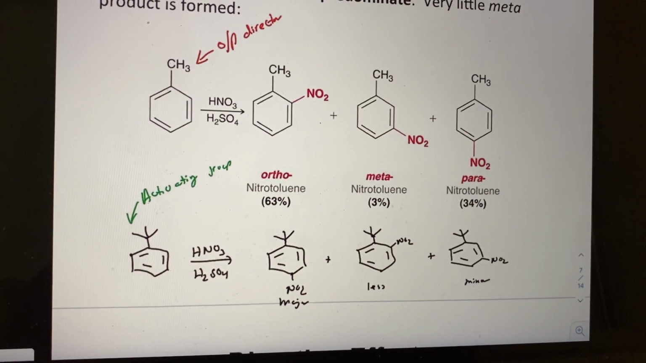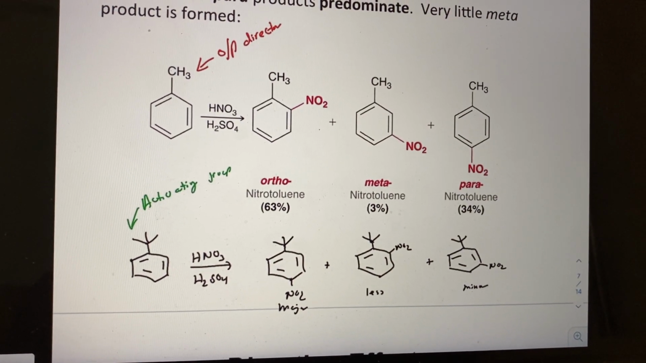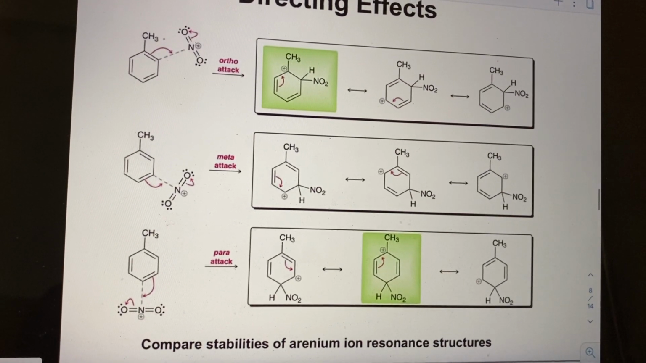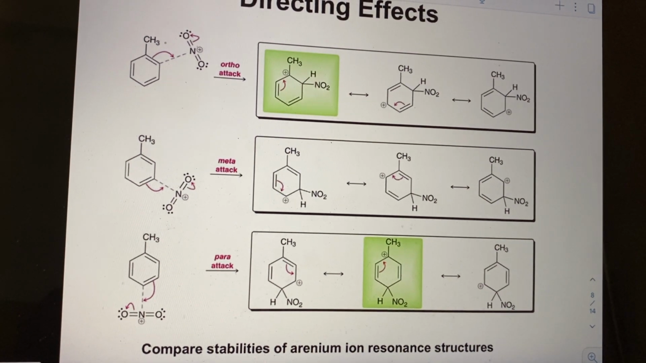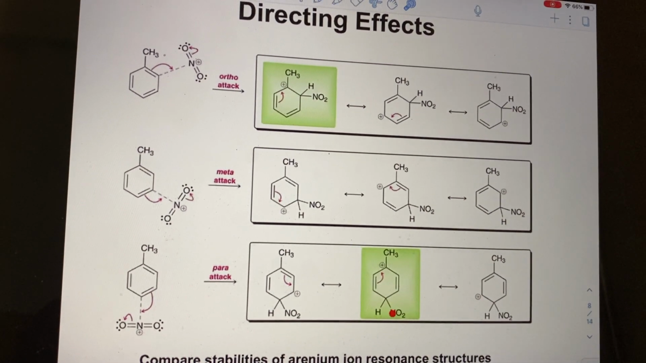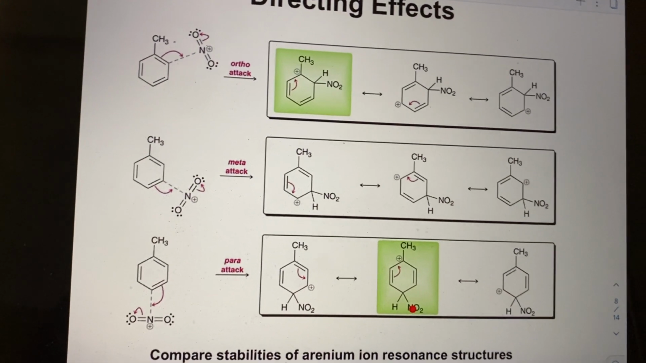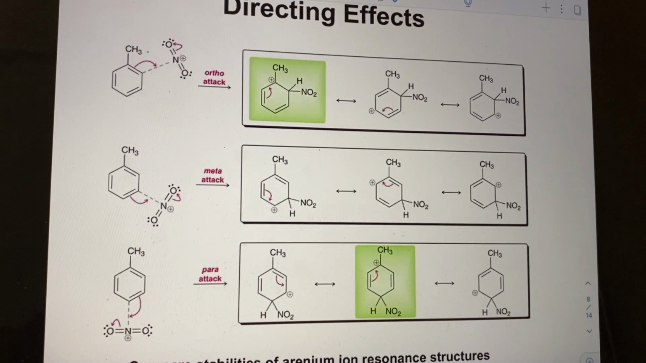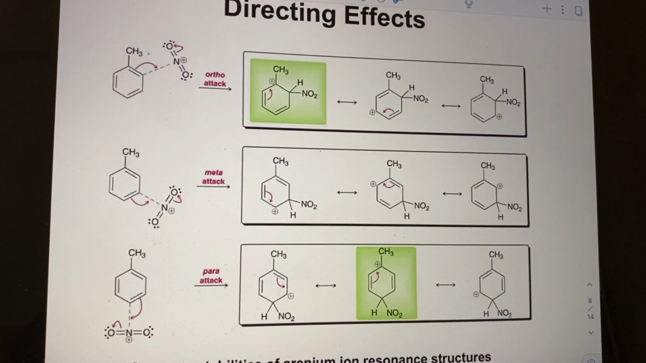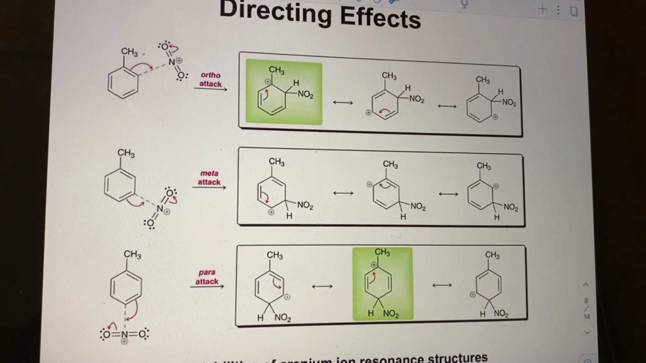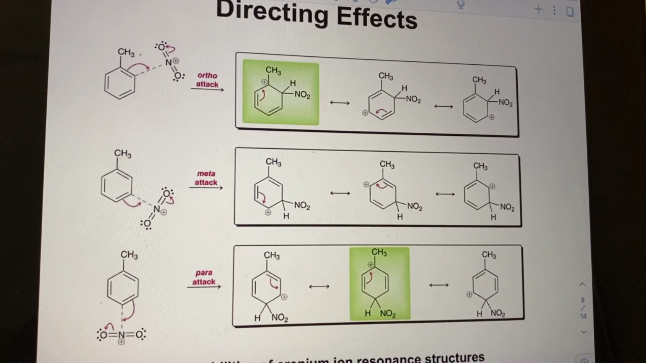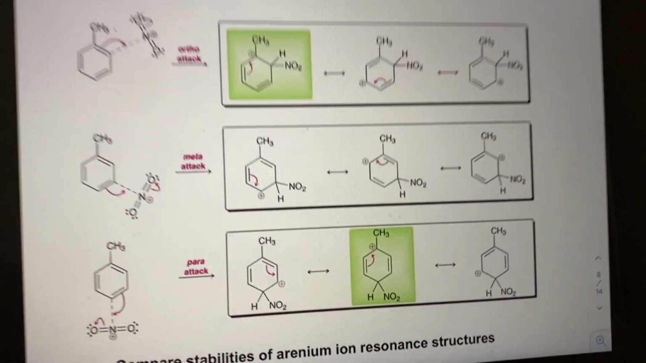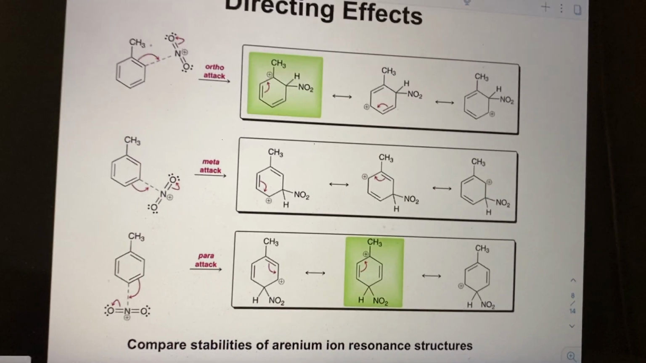And an explanation for that is that the intermediate that you form, I'll scroll around to that slide here, the intermediate that you form when the nitro group is added at the ortho or the para position forms a more stable carbocation in the resonance hybrid relative to having the nitro group at the meta position. So since these are now more stable intermediates, they're going to be the major or the predominant pathway that the reaction follows. So that way we'll end up with a nitro group after we just take the proton off in each case at the ortho or the para position.